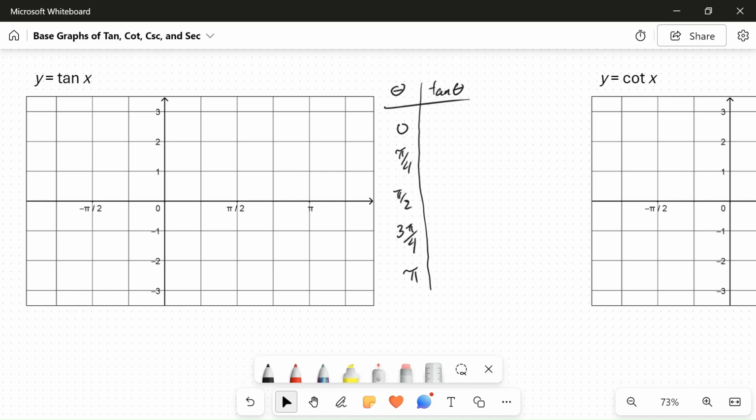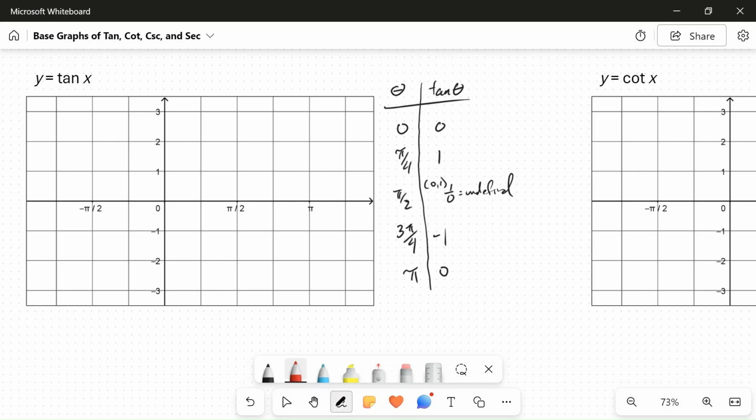Okay, so tangent of 0 is 0. Tangent of pi over 4 is 1. Tangent at pi over 2. So this is kind of weird. Remember, tangent is the y over the x coordinate on the unit circle. And at pi over 2, the coordinate is 0, 1. And so if we do y over x, we get 1 over 0. And that is undefined. And so we have these weird places in the tangent graph where it's going to be undefined. If we do tangent of 3 pi over 4, that's second quadrant, so it's going to be a -1, and then tangent of pi is 0.